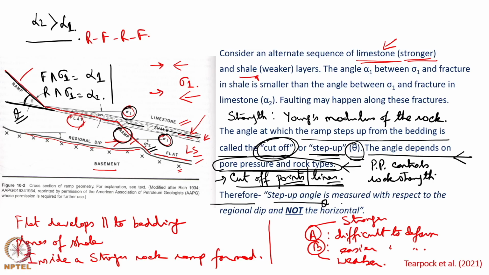After defining the step up angle theta or the cutoff, we can say that the step up angle theta is measured with respect to the regional dip and not the horizontal, because as you see in the diagram, this is a non-horizontal line and is actually representing the regional dip. What about this angle? This angle is not theta, this is a horizontal line. So, the regional dip can be given by this angle phi, whereas theta is the step up angle or the cutoff angle.